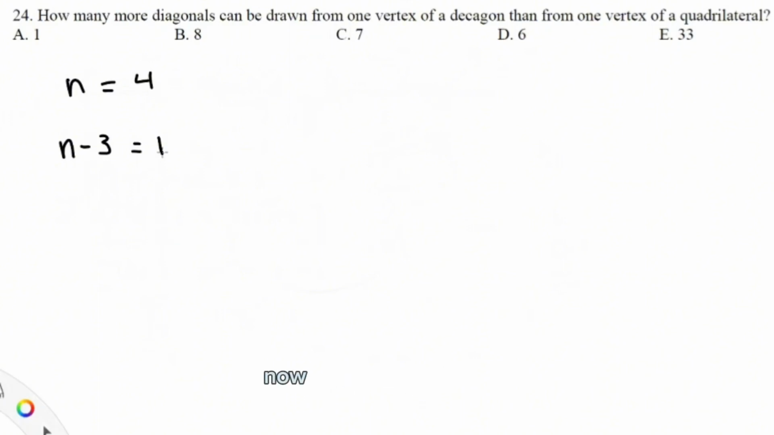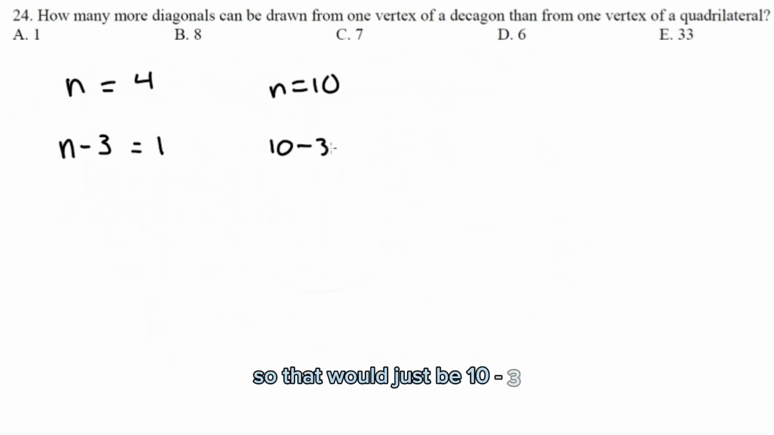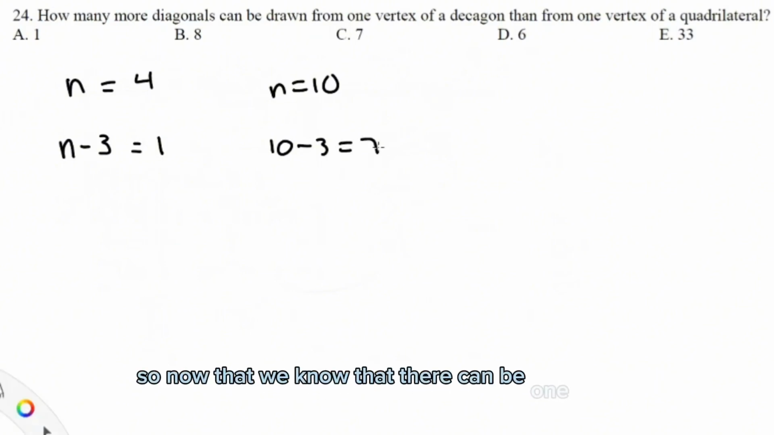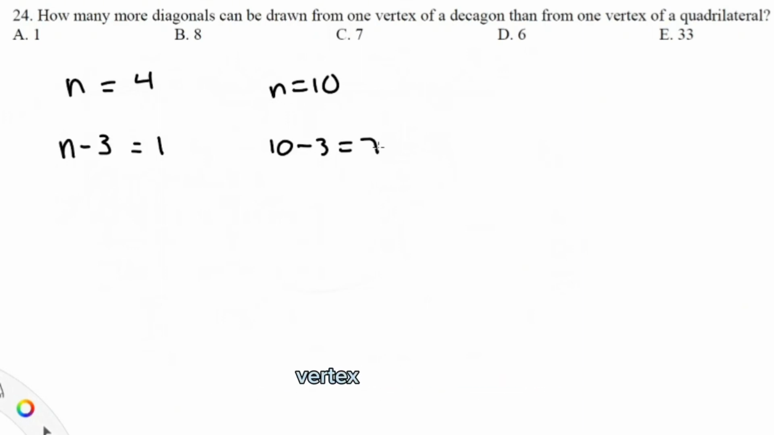Alright, now we know how many diagonals can be drawn from one vertex of a quadrilateral. We need to find how many diagonals can be drawn from one vertex of a decagon. A decagon has 10 sides, so that would just be 10 minus 3, which is 7. So now that we know there can be 1 drawn from the vertex of a quadrilateral, and 7 drawn from one vertex of a decagon, we just need to see the difference, which is 7 minus 1, which is 6, and that's your answer.